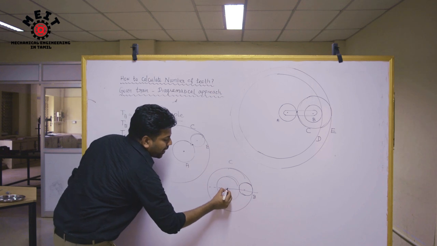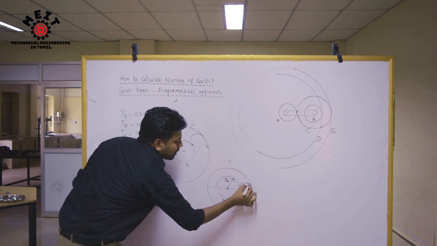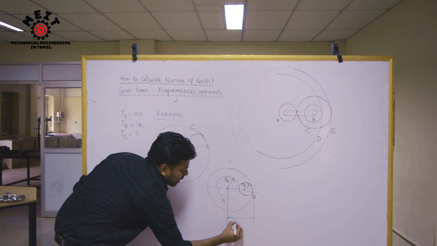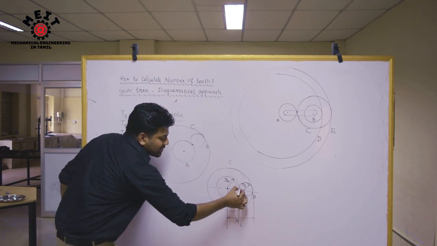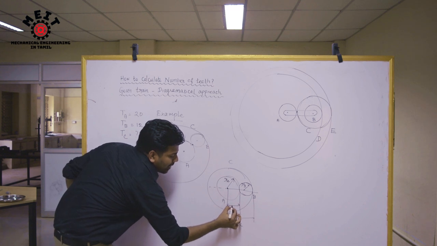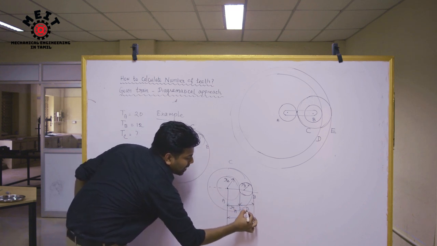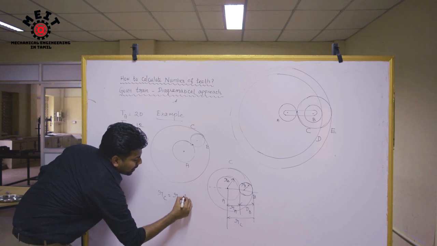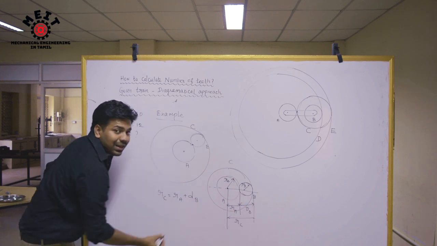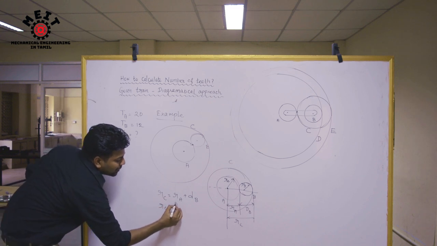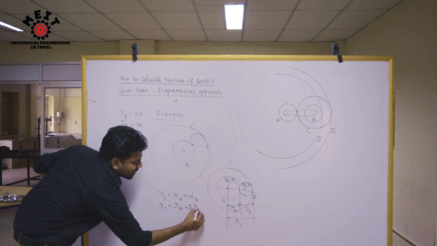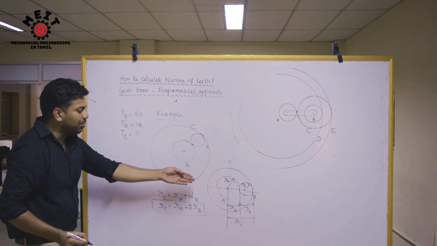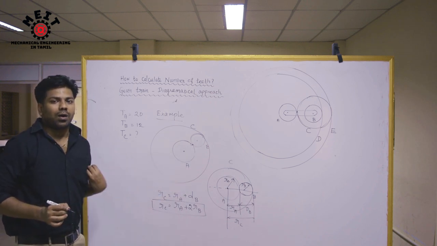If this is the center point, this one is the radius of A, this one is the diameter of B, and the total distance will be the radius of C. So the radius of C is the radius of A plus the diameter of B, which is the distance we get when we add them. So radius of C is equal to radius of A plus 2 times the radius of B, since diameter is 2 times the radius. This is the equation from the diagram in terms of radius.